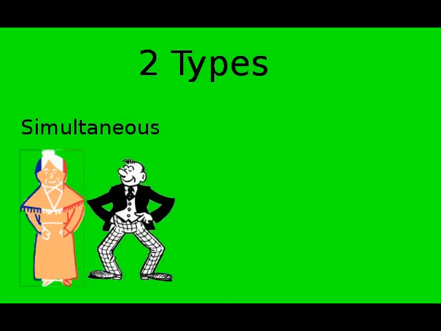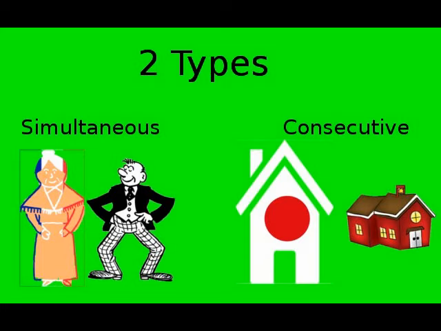Bilingualism. There are two types of bilingualism, one being simultaneous, where a child learns two languages at the same time from birth. For example, a Canadian child might have a French mother and an English father, so he learns both languages. The other is consecutive bilingualism, where a child learns one language at home and then another at school.